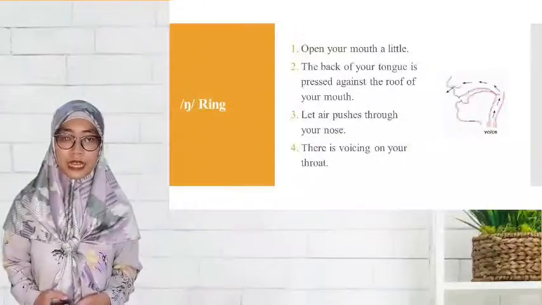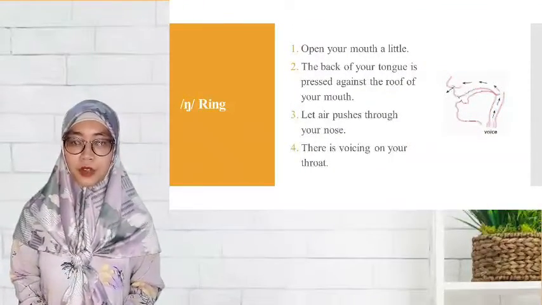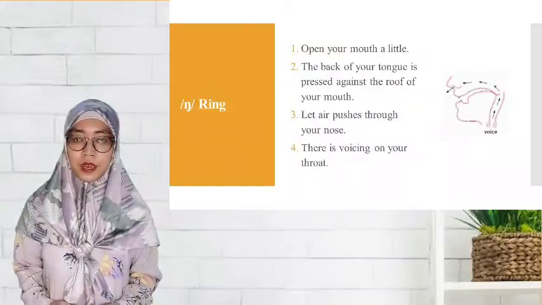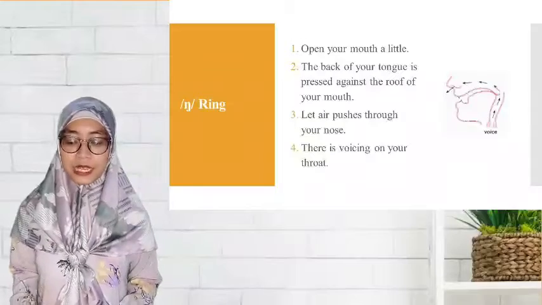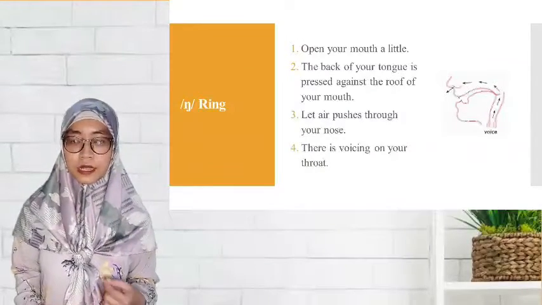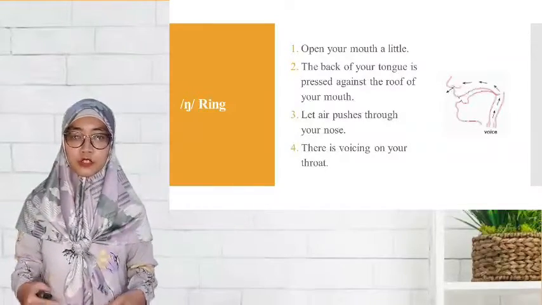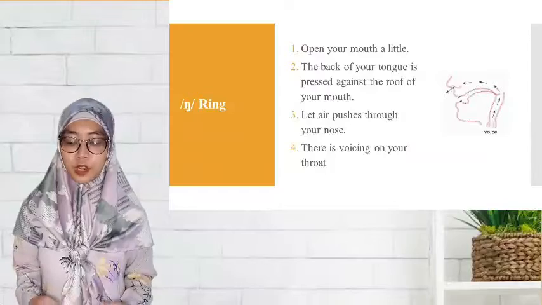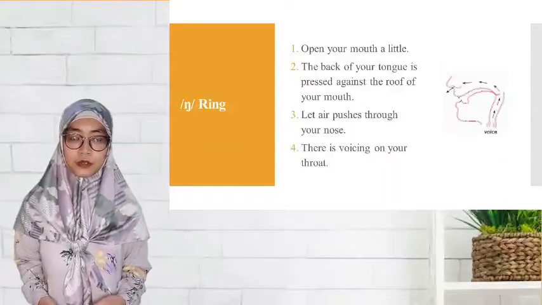Now let's go to the next sound, which is ng, as in the word ring. How to produce the ng sound? You need to open your mouth a little, then the back of your tongue should touch the roof of your mouth. Then you need to push air through your nose. There should be voicing when you produce the sound.